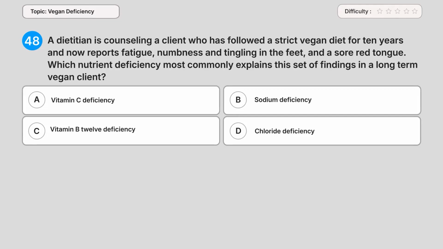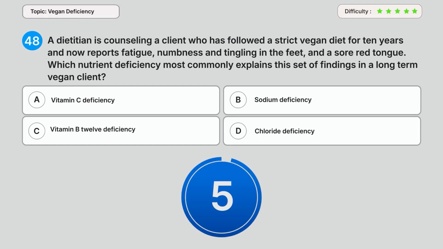48. A dietitian is counseling a client who has followed a strict vegan diet for 10 years and now reports fatigue, numbness, and tingling in the feet, and a sore red tongue. Which nutrient deficiency most commonly explains this set of findings in a long-term vegan client? A. Vitamin C deficiency. B. Sodium deficiency. C. Vitamin B12 deficiency. D. Chloride deficiency. Can you guess the answer?